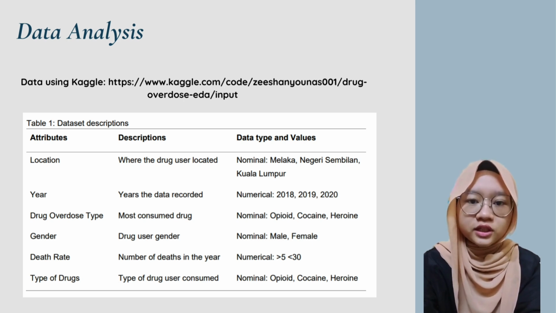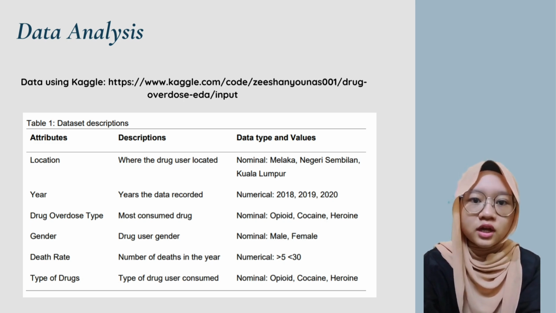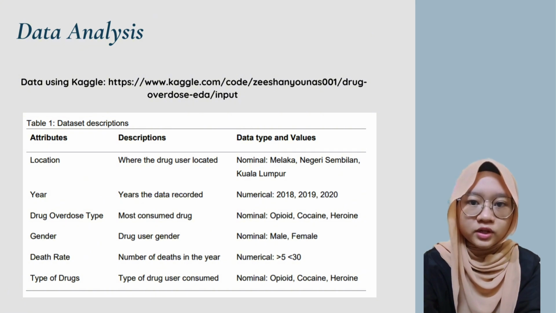Next, year is the years the drug was recorded. Drug overdose type consists of what drug is the most consumed drug. Gender is the gender of the drug user. Rate is the number of deaths in the year, and type of drug is the type of drug that was recorded in this data.